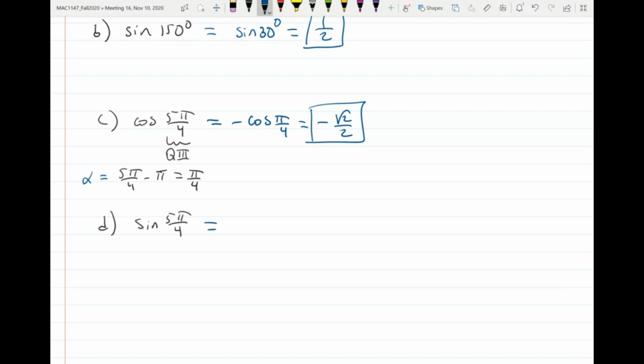Okay. Now, similarly, we already know the reference angle here. So sine of 5 pi over 4 is going to be minus the sine of pi over 4 because in quadrant 3, the sine is negative. And so this is also negative square root of 2 over 2. Okay.